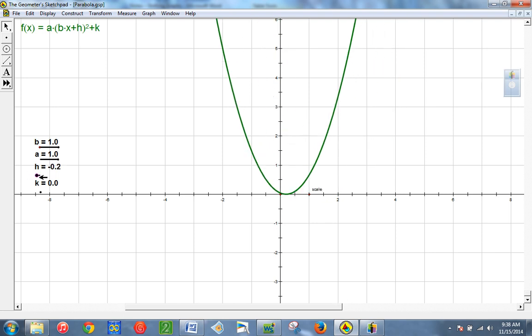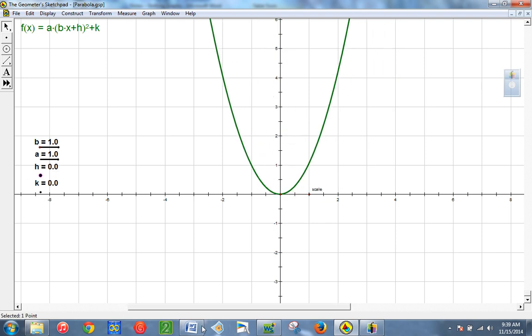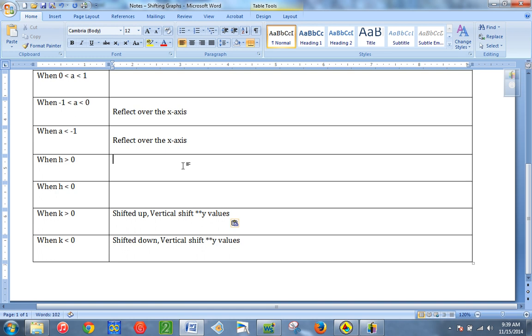Okay? So let's get that down in here. So when H is positive, you would think that it's going to shift to the right, but instead it shifts to the left. And again, this is a horizontal shift.